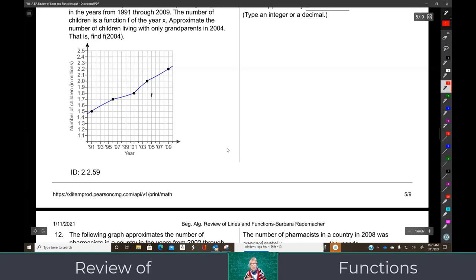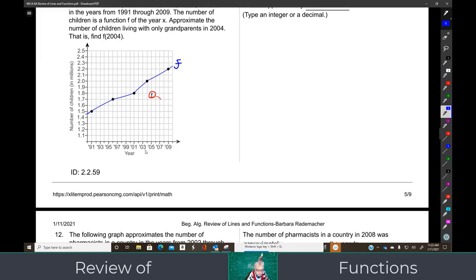Okay, when it's really based on real stuff, you usually see a source of the information written down below. That's how you know, for sure. Okay, well, we're being asked to approximate the number of children living with only grandparents in 2004. That is, find F of 2004. First, see that F right there? That F is the graph. Really would have been better to write it here. Whatever math you have making a graph, this is it. And a picture of that is on here.